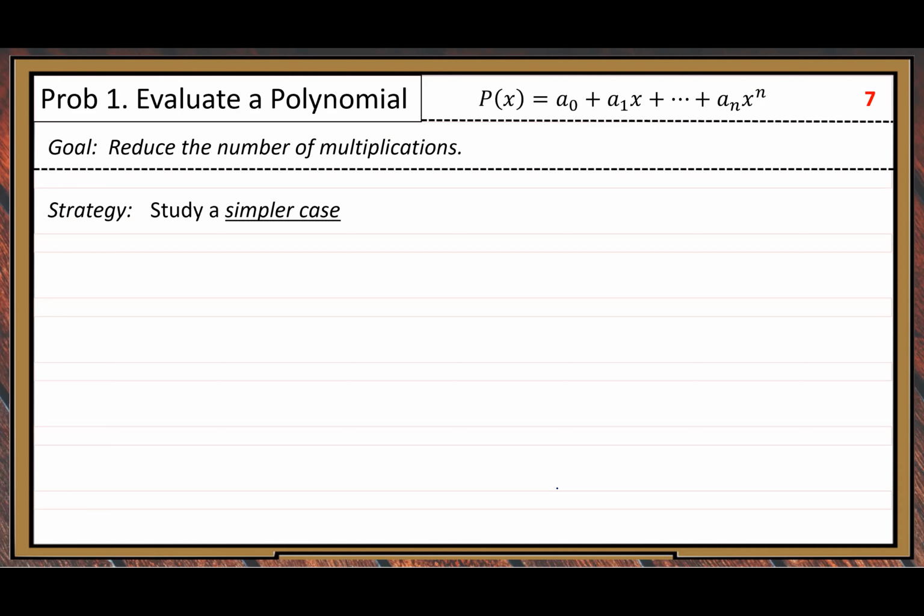Study a simpler case. In order to reduce the number of multiplications, let us try a simple case first. Let's work on the n equals 2 case. Not n equals 1 or n equals 0, because with n equals 1 or 0 we cannot get anything useful. In other words, when we try a simpler case, we need to try a non-trivial case, because a trivial case gives no useful information. So n equals 2 is our first non-trivial case.